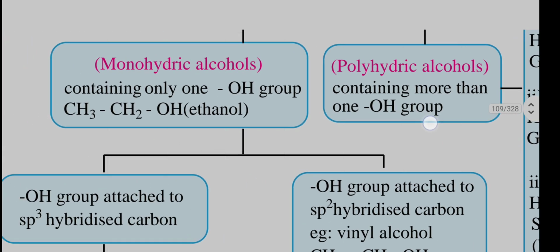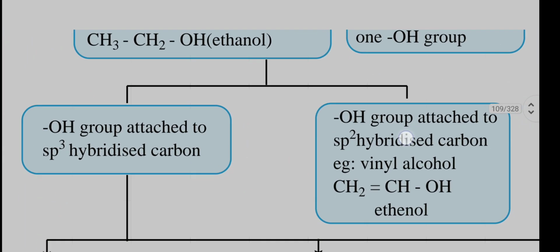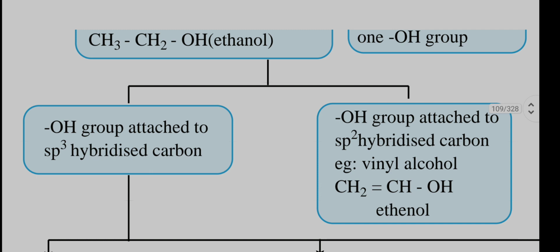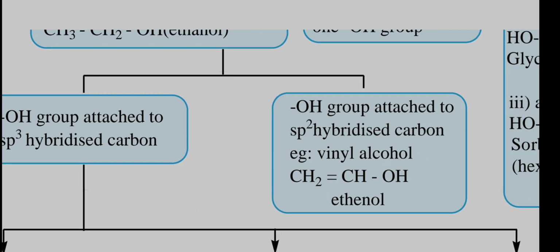Then the monohydric alcohol is again classified into OH attached to an sp3 hybridized carbon or OH attached to an sp2 hybridized carbon. What is meant by sp3 and sp2? We can simply understand: a carbon in a hydrocarbon which only has single bonds is sp3, but a carbon having a double bond has sp2 hybridization.